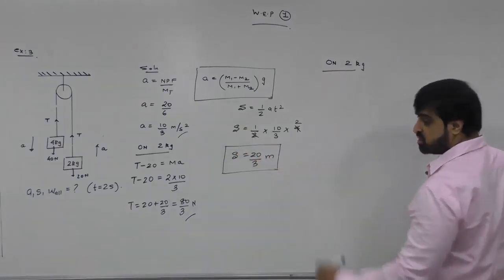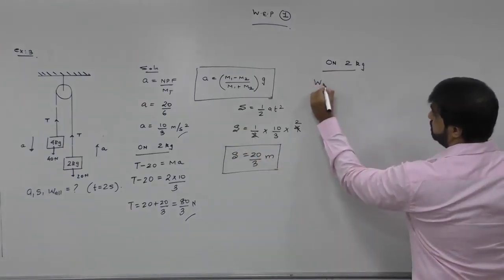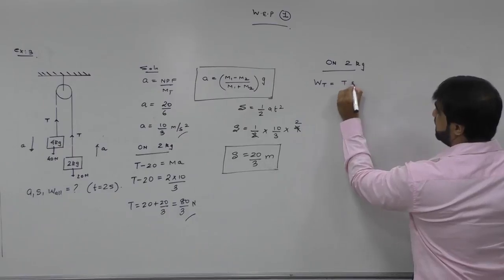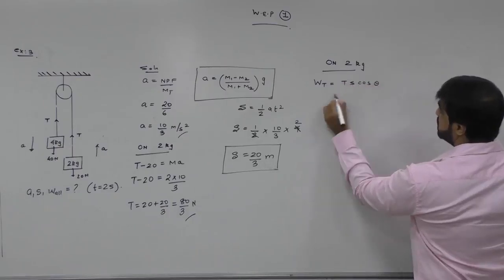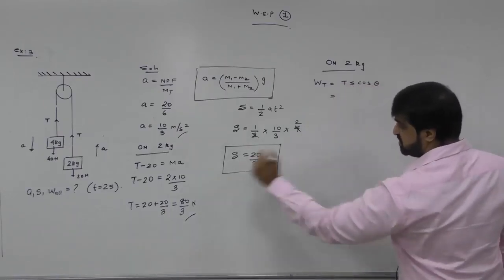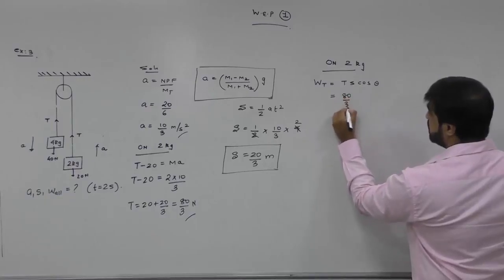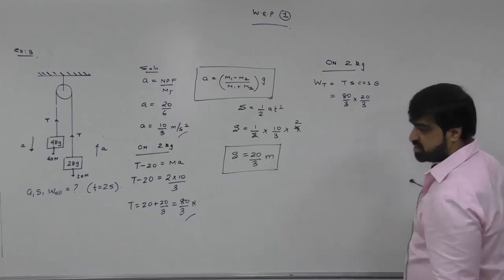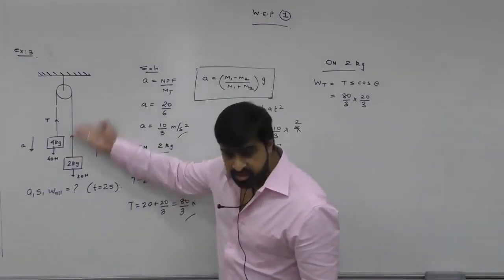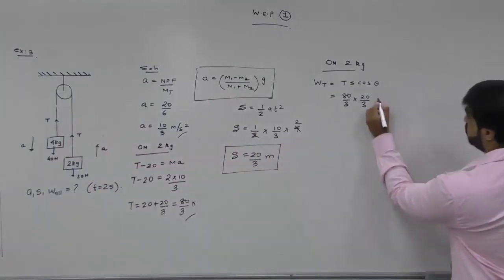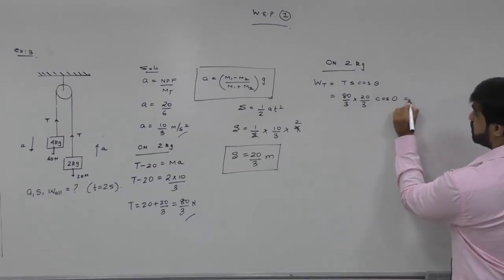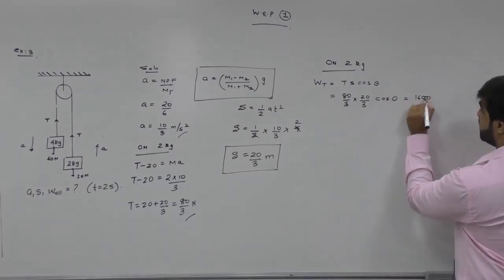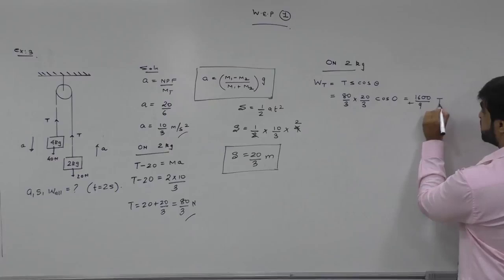2, no? Work done by T will be Ts cos theta. How much is T? T is given as 80 by 3. How much is the displacement, beta? 20 by 3. And T is also up and displacement is also up. So it will become what? Cos 0. It will become 1600 by 9 joules, right?